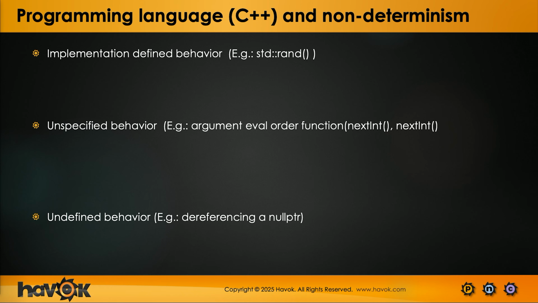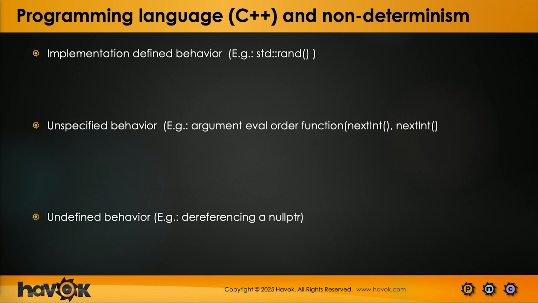And off we go to one of our most favorite topics, which is the programming language we're using, C++ in our case. And it has a lot of behaviors. Some of them are implementation-defined behaviors, for example std::rand, that's a thing. Then it has unspecified behavior, which is, for example, the argument evaluation order, so for a function f that you call with next int. And then there's undefined behavior.